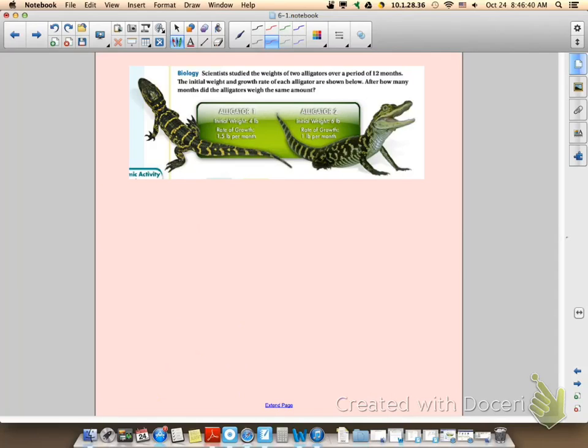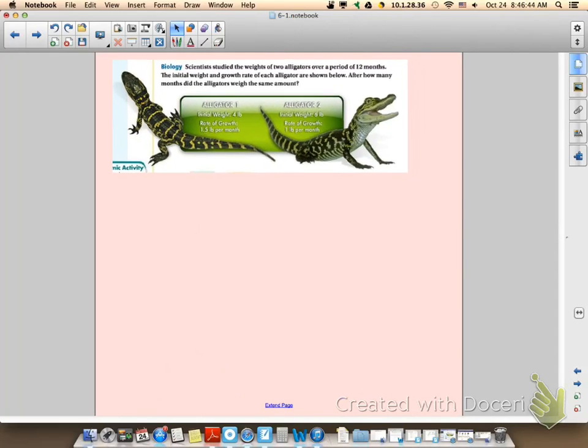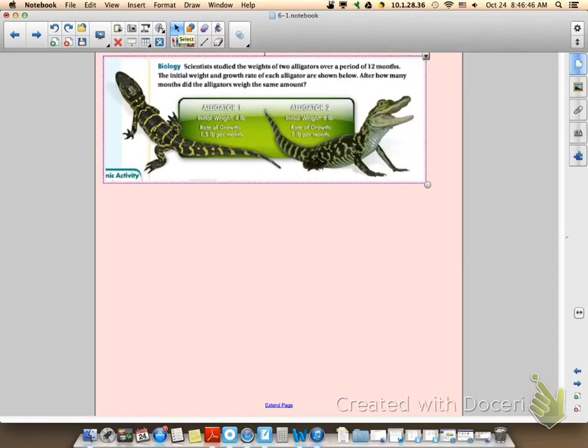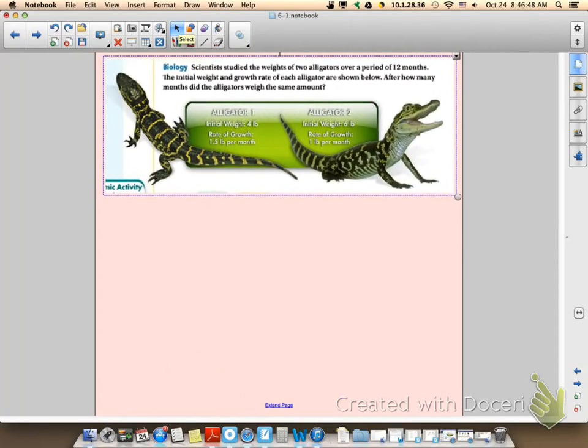Let's skip that page. Let's go to this. Try and make this a little bigger. Can you all see it? Okay, good. Scientists studied the weights of two alligators over a period of 12 months. The initial weight and growth rate of each alligator are shown below. After how many months did the alligators weigh the same amount?